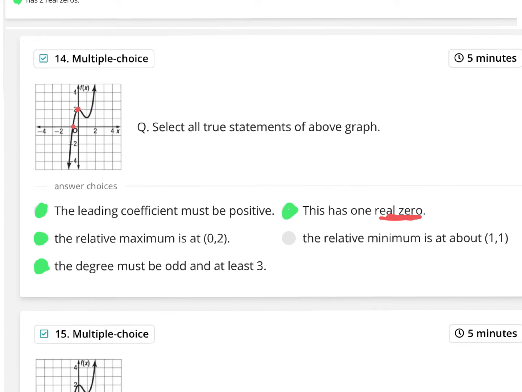And the last one, the relative minimum is about 1, 1. And that is true. That blue dot right there at 1, 1 is the relative minimum. It is a minimum relative to this little tiny curve, but not to the whole thing because we know that it does go down further. So that's a relative minimum, not the absolute minimum. So in this case, every single one of these was correct.